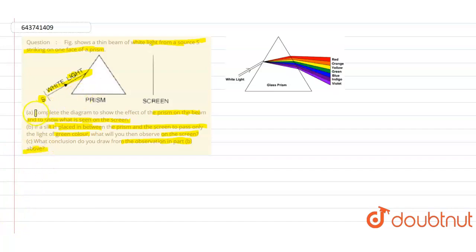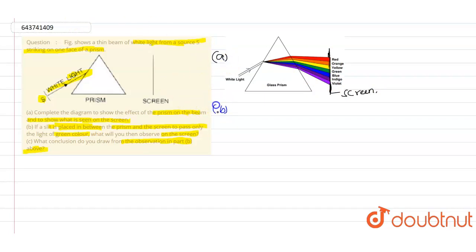So as per question A, complete the diagram to show the effect of prism on the beam of white light and to show what is seen on the screen. Okay, so this is the screen part. Whatever the different colors you can see, those colors can be visible on the screen. So this black line which I am drawing, this is the screen. Okay, so you can see all these colors on the screen. So this is the answer for question A.